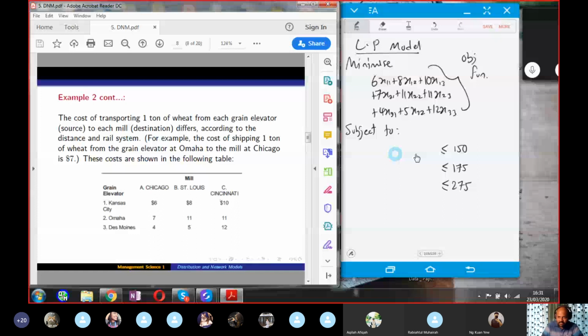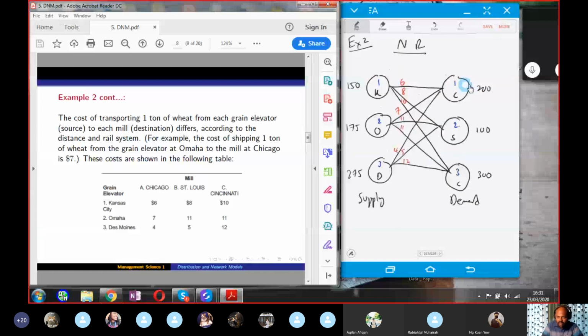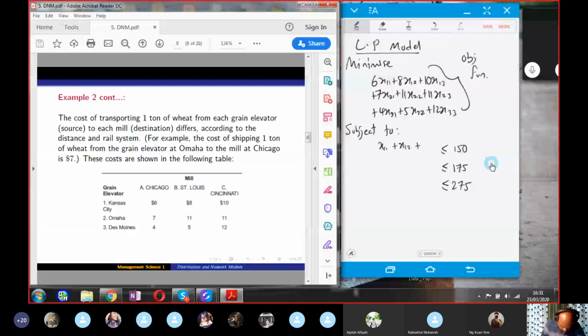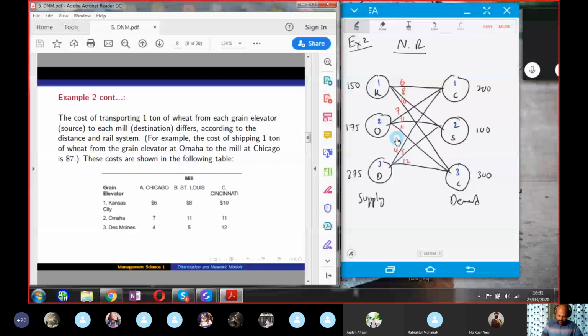What are the quantities that come out from Kansas? x11, x12, x13, right here. What are the quantities that come out from Omaha? x21, x22, x23.